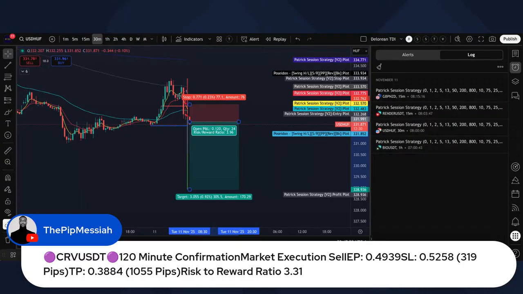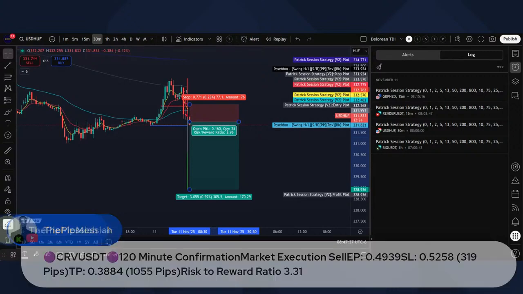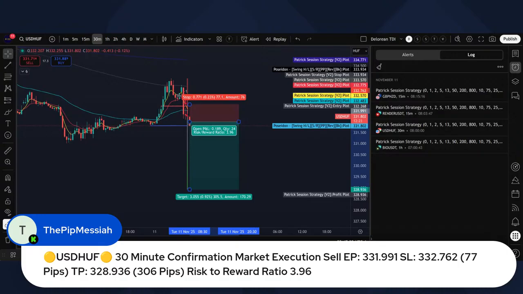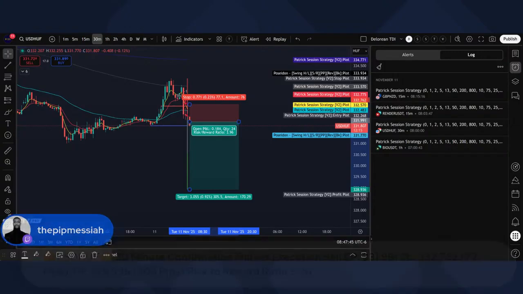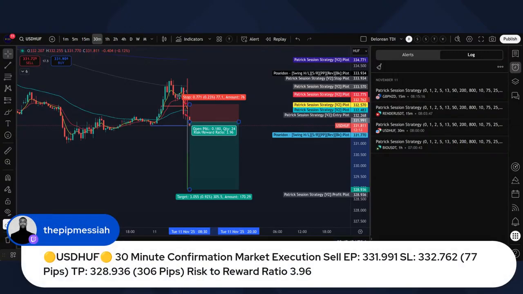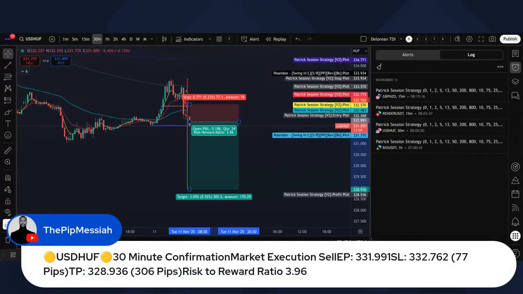And here's the call for Twitter. And here's the call for everyone else. We have the United States dollar versus the Hungarian forint, 30-minute sell. Entry price is 331.991. Stop loss is 332.762 for 77 pips. Take profit is 328.936 for 306 pips. And a risk to reward ratio of 3.96.